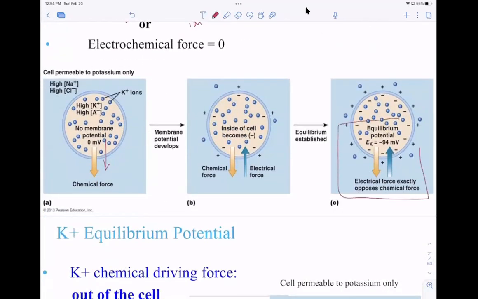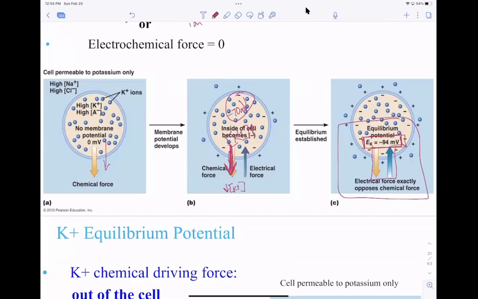And so this is showing you for potassium here. Potassium has more potassium inside than outside. And so potassium has a chemical gradient, concentration gradient to come out. But because it's negative 70 millivolts in here, it has an electrical gradient to come in. And so what happens is the concentration gradient is bigger than the electrical gradient. And so more potassium is going to leave than are going to be drawn in. But when it's equal and opposite, meaning no more potassium wants to leave, that is actually when the inside of the cell is negative 97 millivolts.